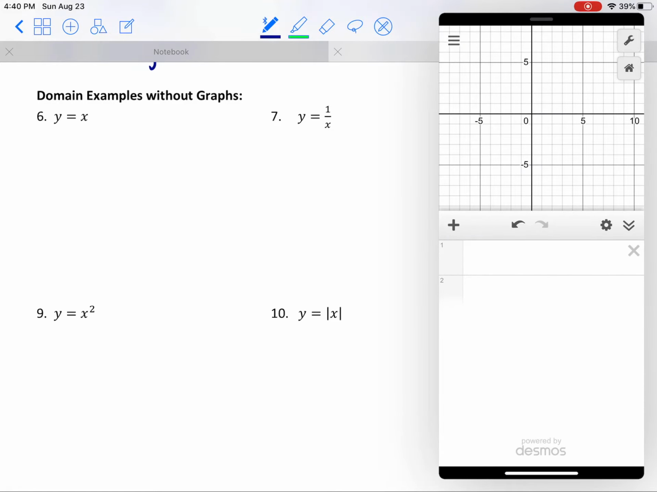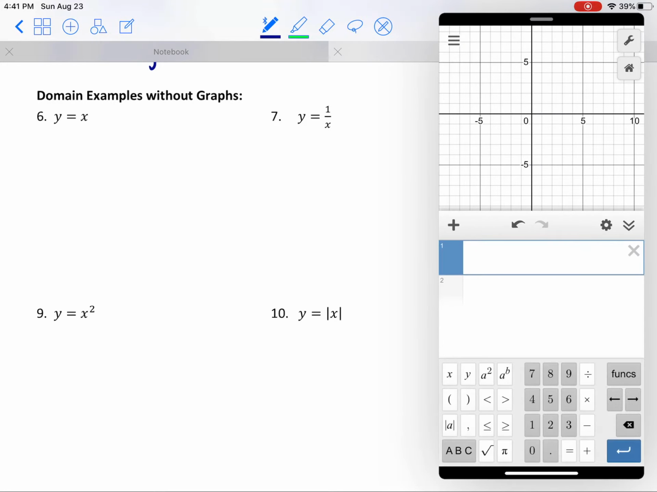So if I wanted to, for example, in number 6, just type in here y equals x, then we have the graph and we can see what's happening. Well, what's happening is that graph is going to go up and down forever. But I would argue that you don't really need that picture to know that answer.